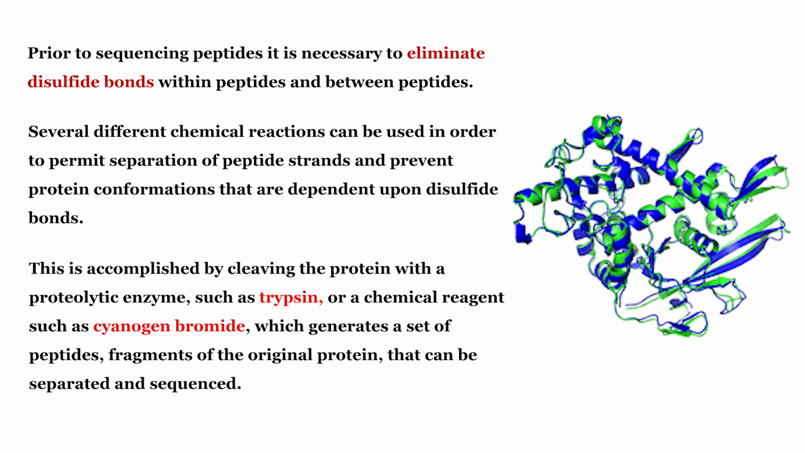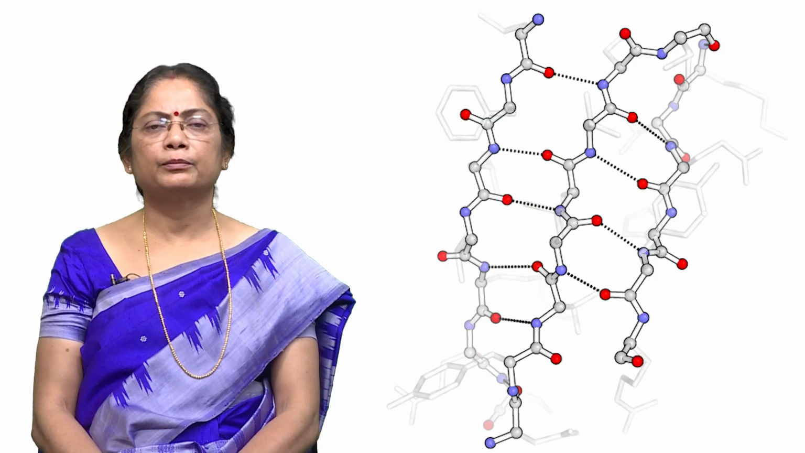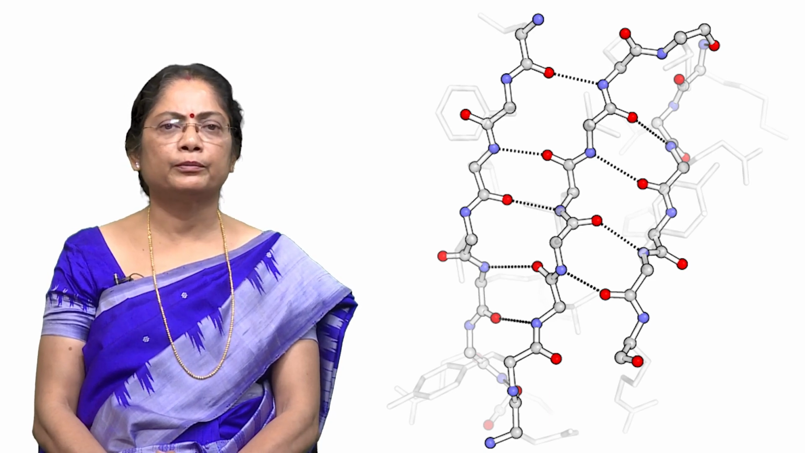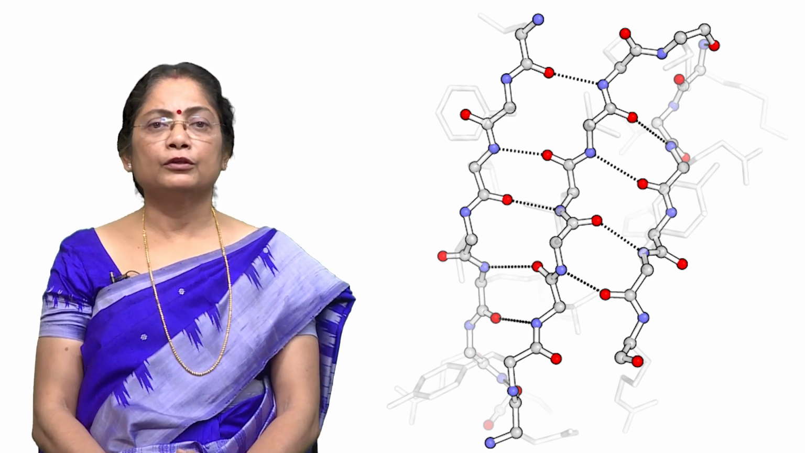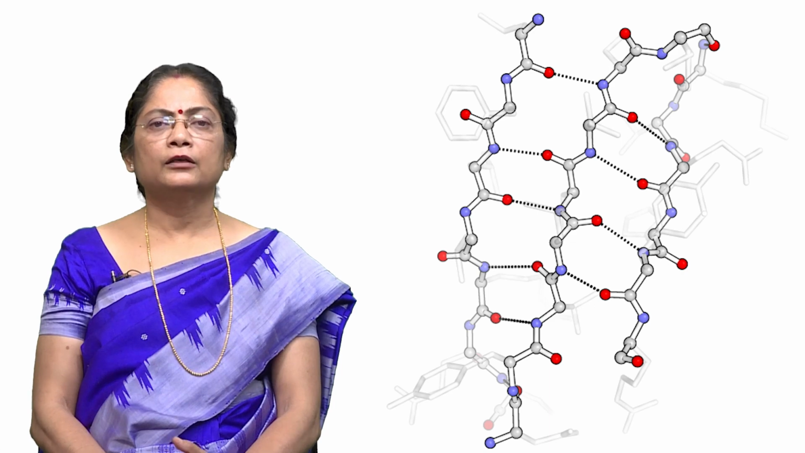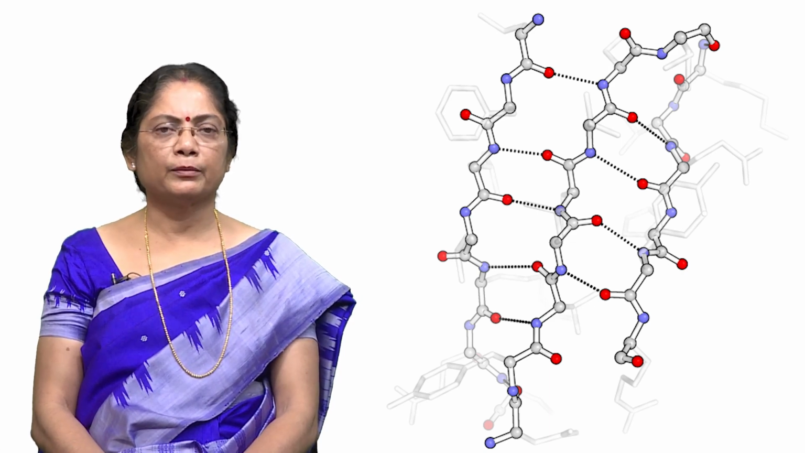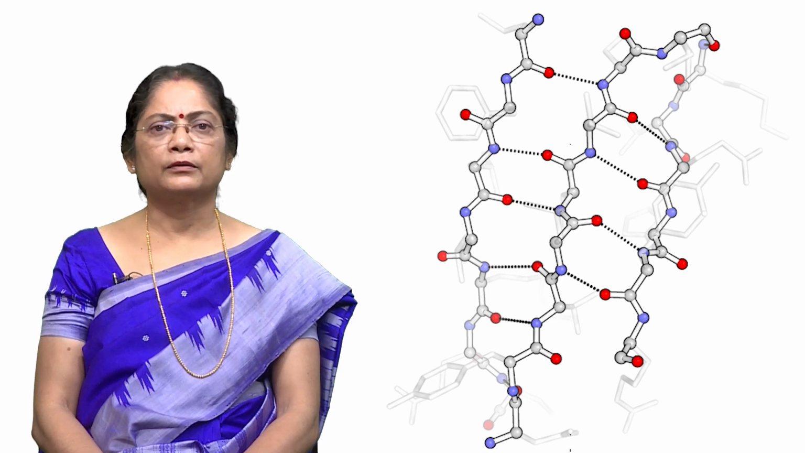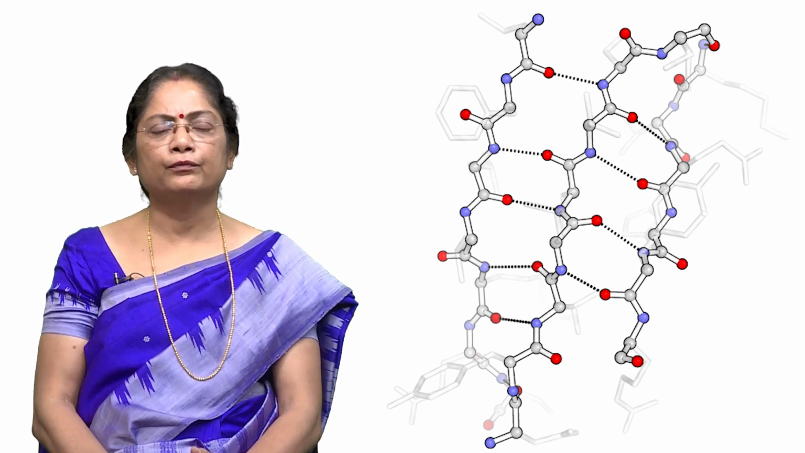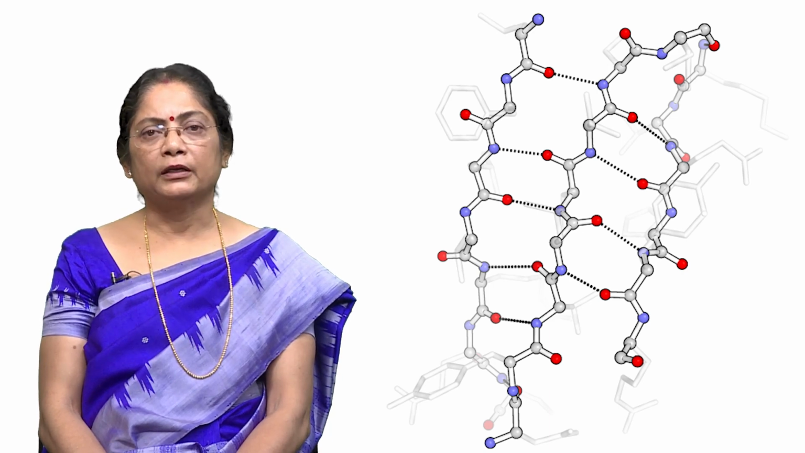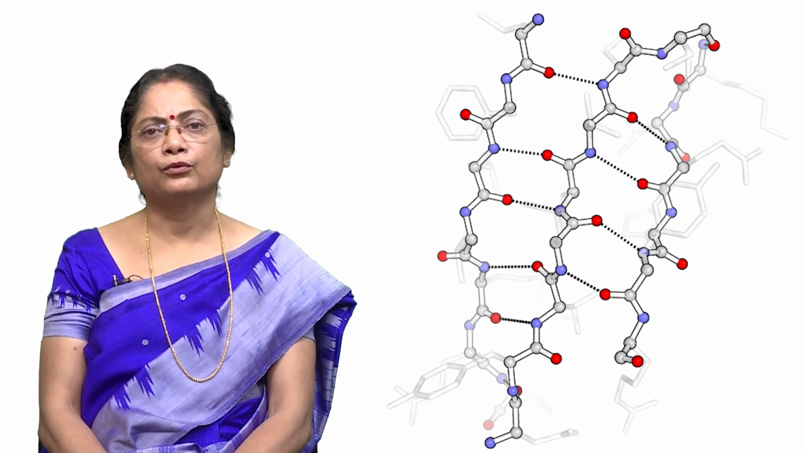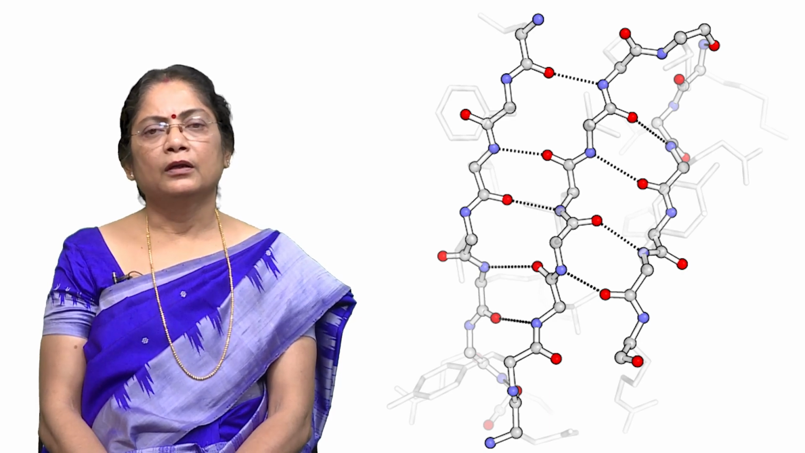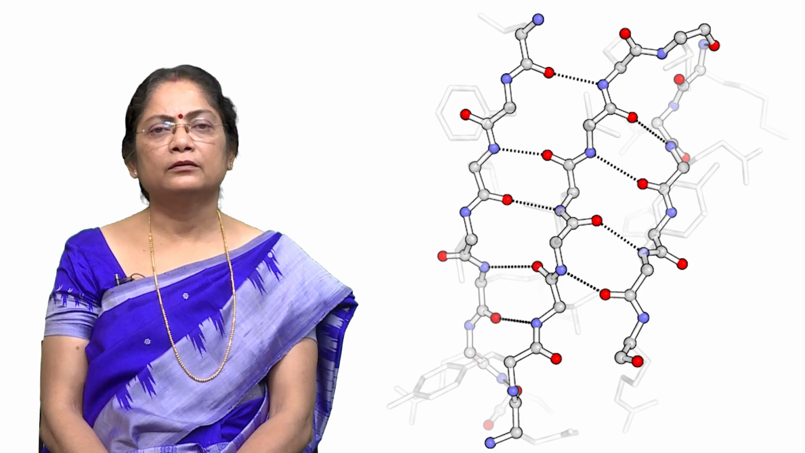Now, these chemicals generate a set of peptides. If it is a long polypeptide chain, we have to cut it into a set of peptides, or fragments of the original protein. So, we can sequence the amino acids in the different fragments that can be separated and then sequenced. Instead of taking the overall polypeptide at a time, it is cleaved by trypsin or cyanogen bromide to get a set of fragments of the original protein, which are separated and then sequenced.